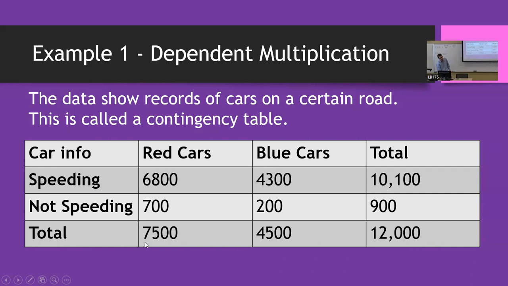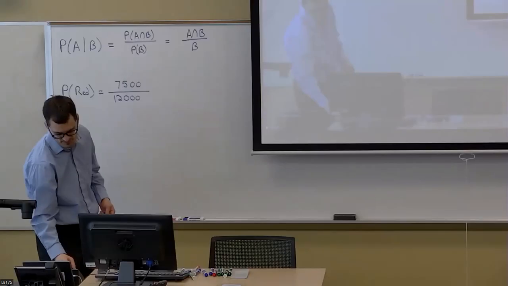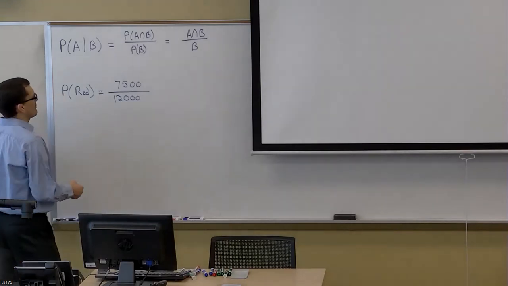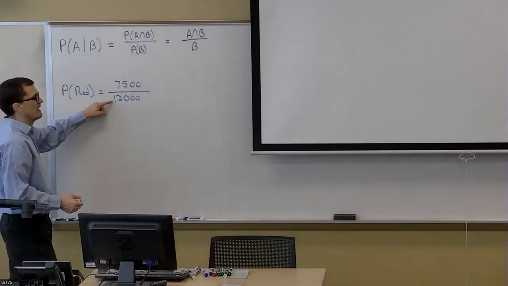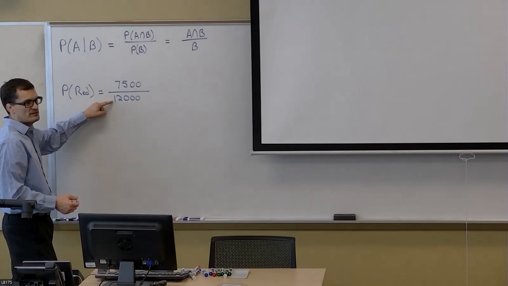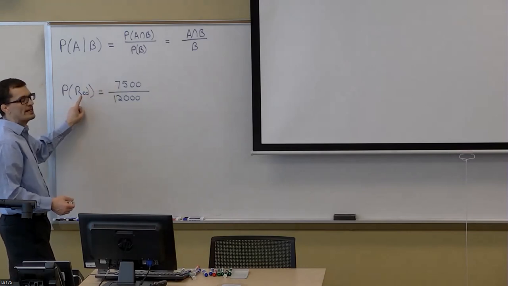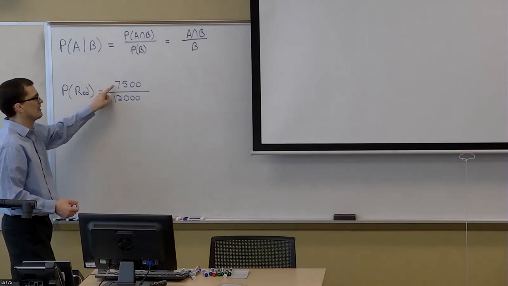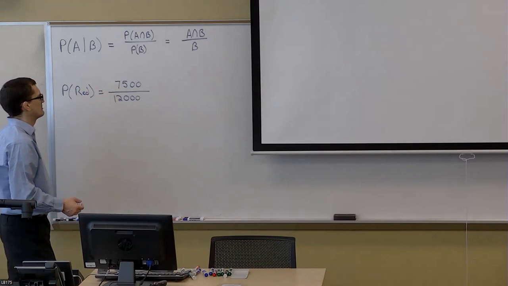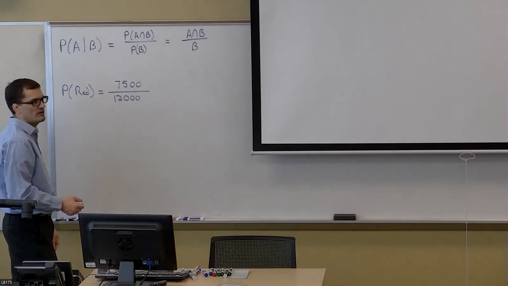Of those that are red, 7,500 are red. You understand that? So if you're picking out of the entire group, your denominator is going to be the 12,000. And your numerator is going to be whatever trait that you're looking for. In this case, it was red car. So 7,500 out of the 12,000.